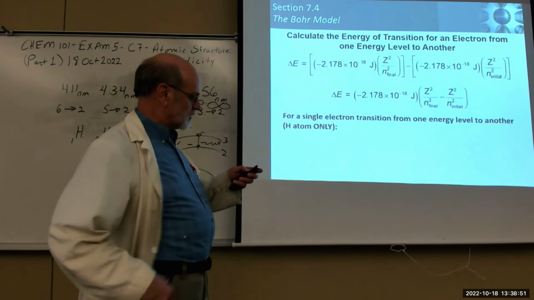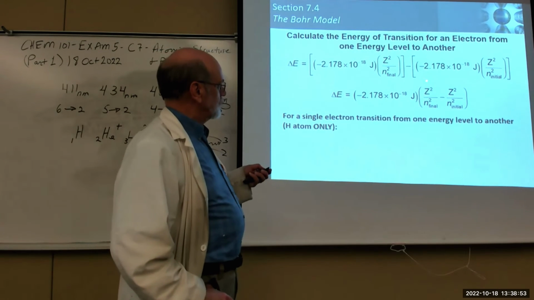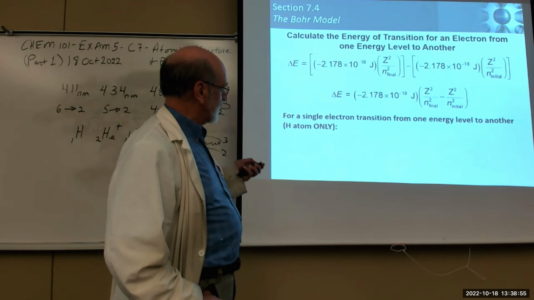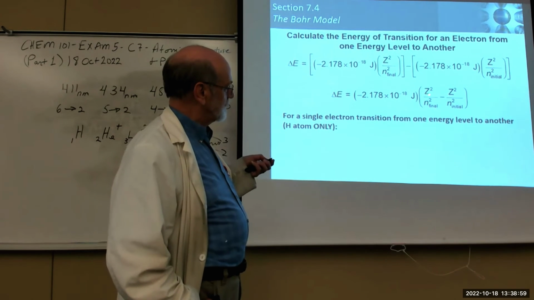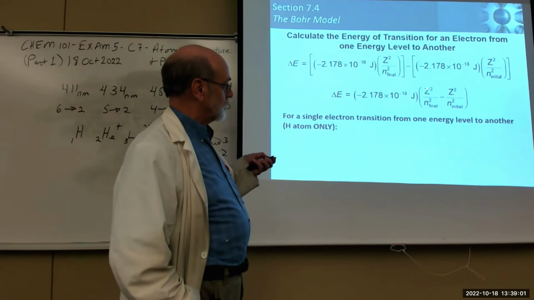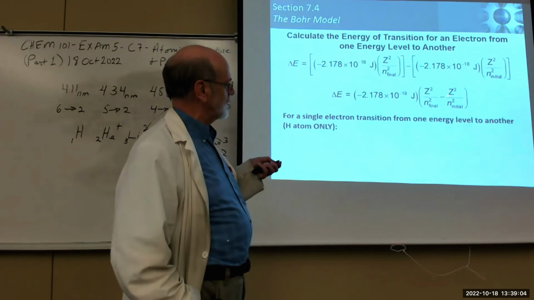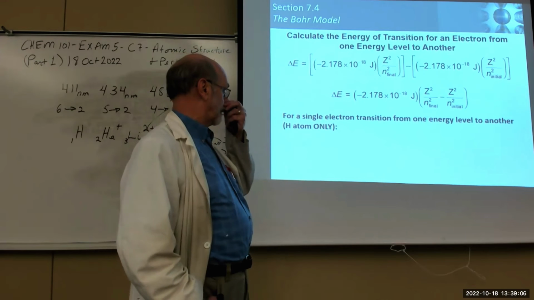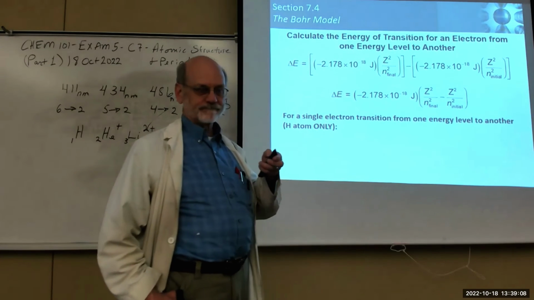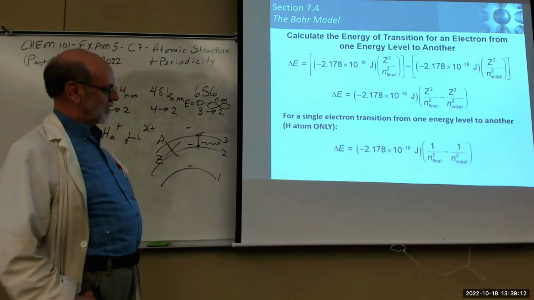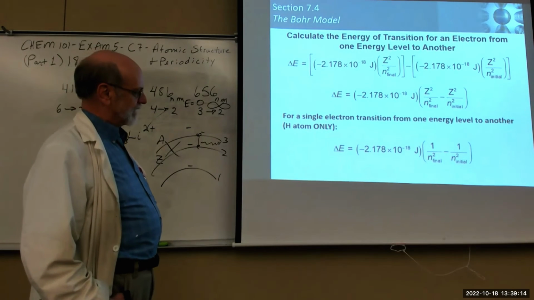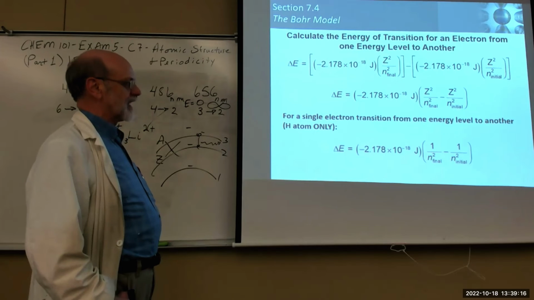And we can use a little algebra, right? We factored this one out here, put it outside. So now on the inside, all you need to know is if this is a hydrogen atom, it's 1 over n squared final minus 1 over n squared initial. There it is. That's a simplified version for just the hydrogen atom.